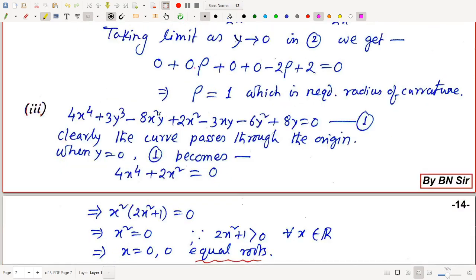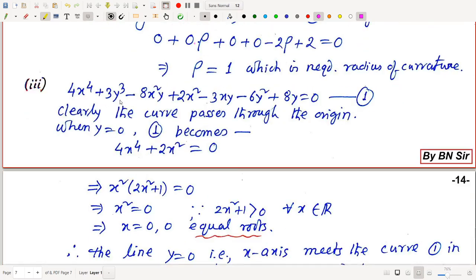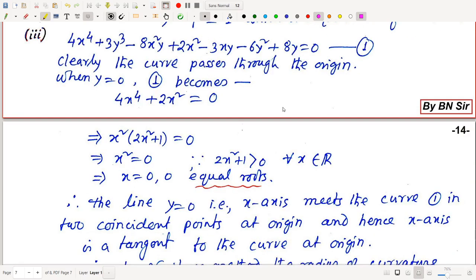Now, Roman 3. 4x to the power 4 plus 3y cube minus 8x square y plus 2x square minus 3xy minus 3xy square plus 8y equals 0. This is the curve given. Clearly, the curve passes through the origin. If I put x equals 0, y equals 0, the equation is satisfied. So, curve passes through the origin.